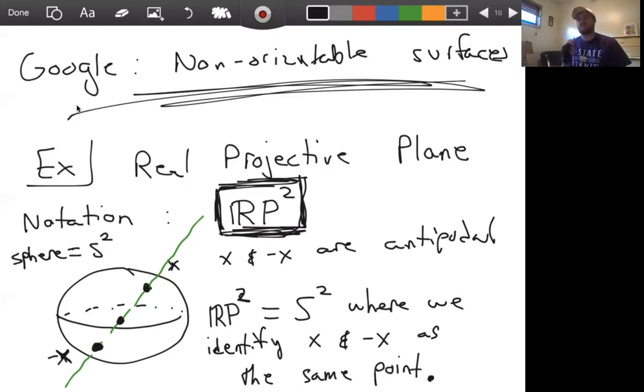And so this is really hard to picture, and it's even harder to draw. Wikipedia might have like an artist's rendition of what RP2 would actually look like. But if you can imagine, you take all these lines through the sphere, and for every pair of opposite points, you say, okay, well, those are actually wrapped around to be the same point, right? You kind of take the surface and you stretch it until those become one point. And then you do that for every pair of opposite points on the sphere. And then you get the real projective plane.